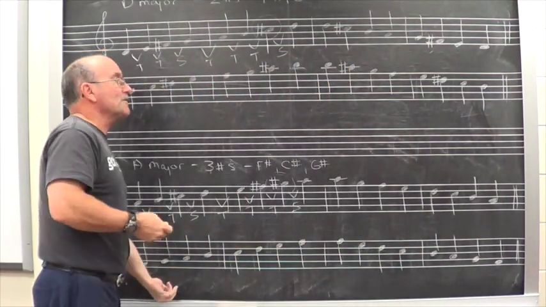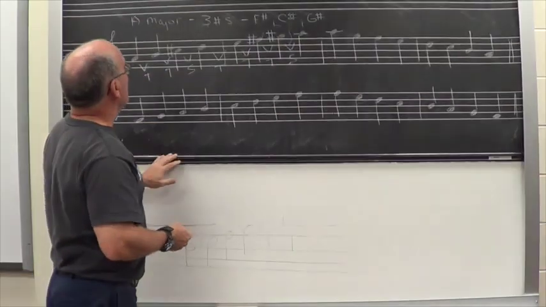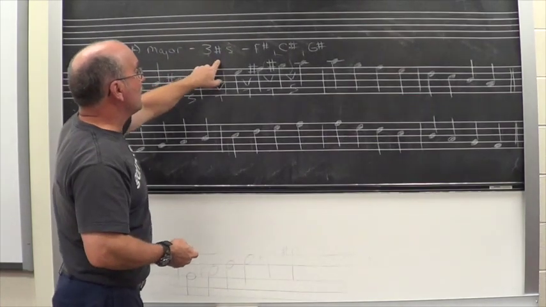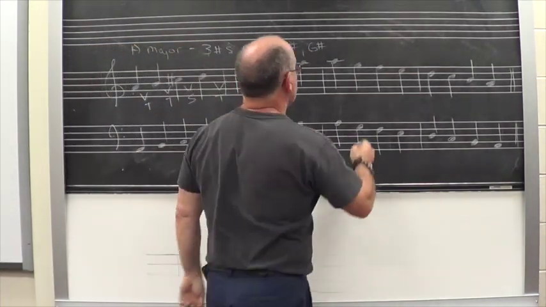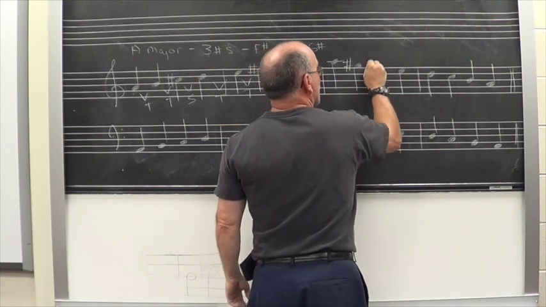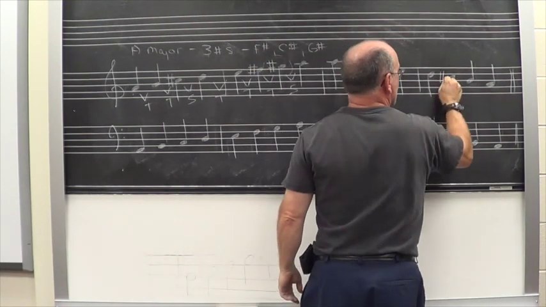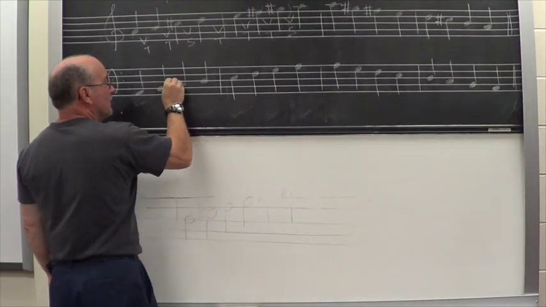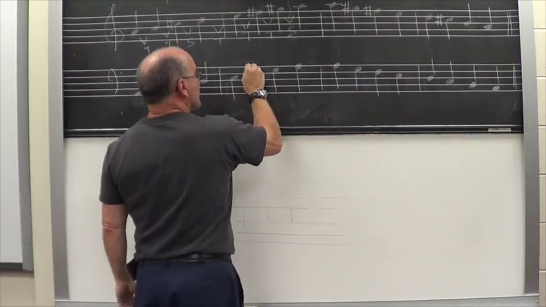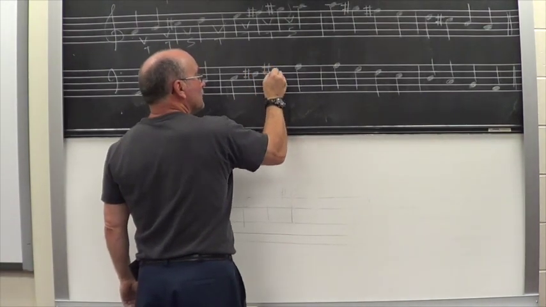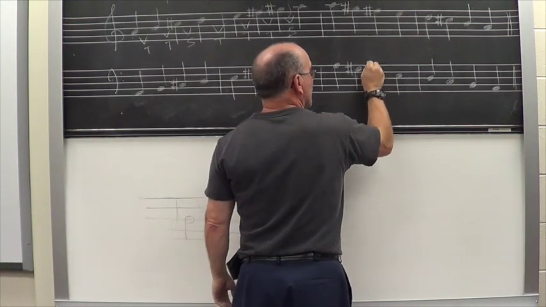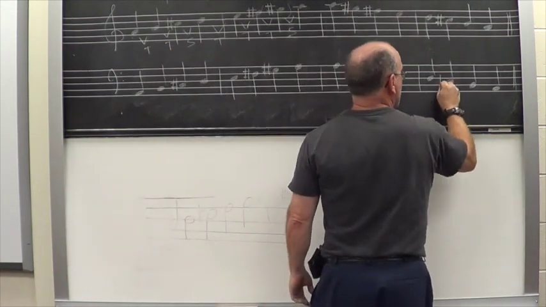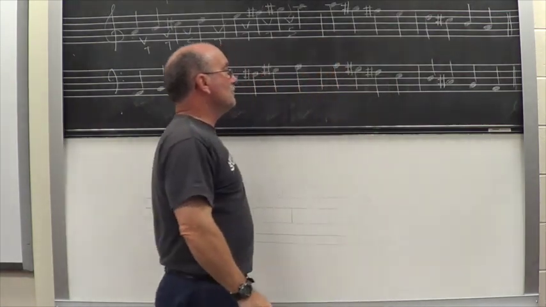It comes with practice. So A major, we conclude, has three sharps. They are F, C, and G sharp. So we put those sharps in the descending form of the scale, and then in the bass clef, again, there's C sharp, there's F sharp, there's G sharp, G sharp, F sharp, C sharp.